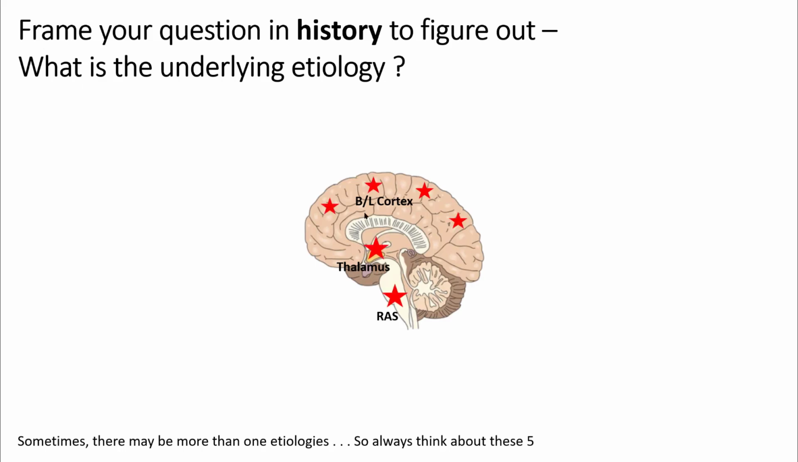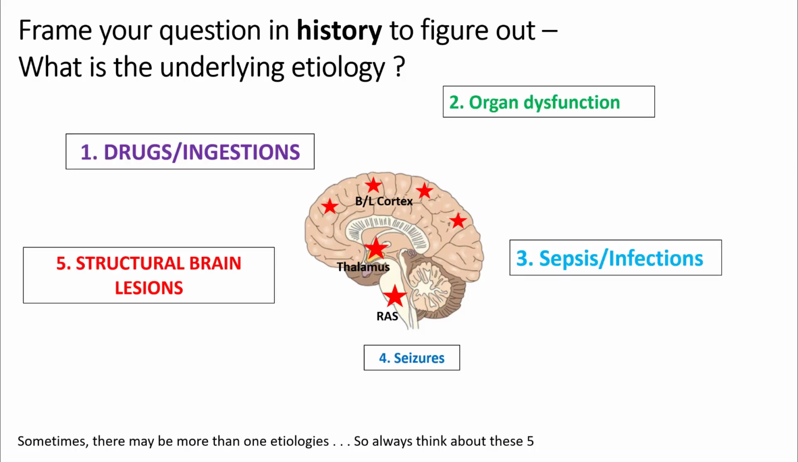As we have talked about in our previous lecture, any injury or dysfunction to your reticular activating system, which resides in the brainstem, thalamus or bilateral cortices, can result in altered mental status. The cortical dysfunction has to be diffuse and bilateral to result in altered mental status. To understand what the underlying cause is, let's examine what can cause these symptoms.